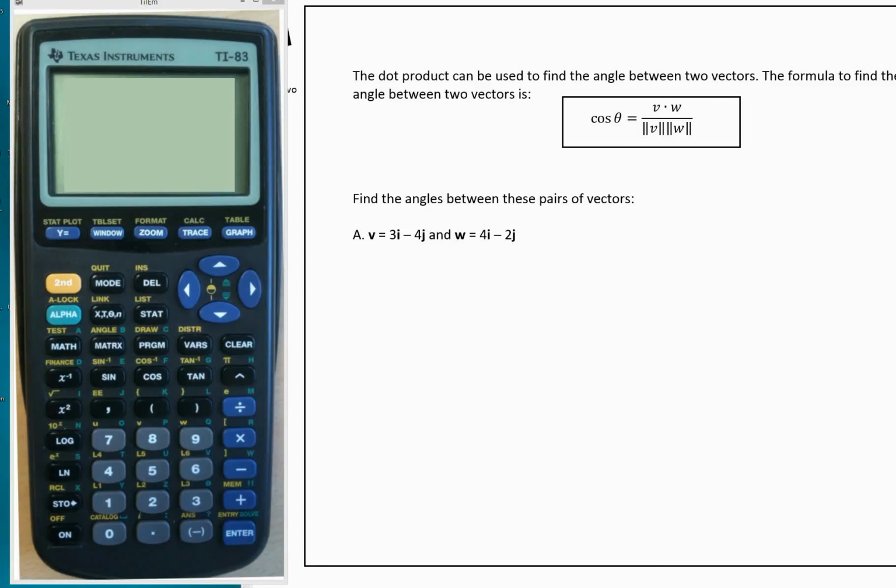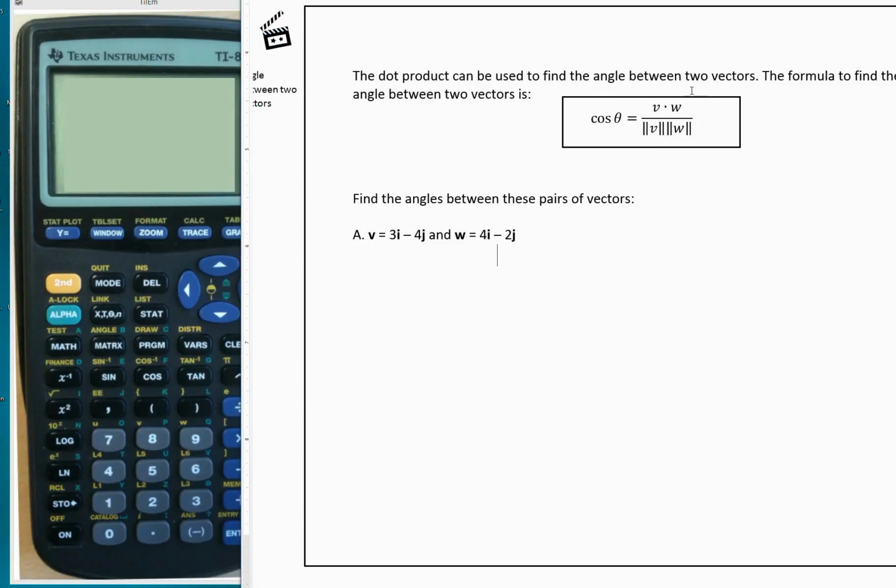So the dot product can help us find the angle between two vectors. So here's our formula for the angle of two vectors. Theta is the angle we're looking for. And this tells us that cosine of theta is equal to the dot product of v and w over the magnitude of v times the magnitude of w.